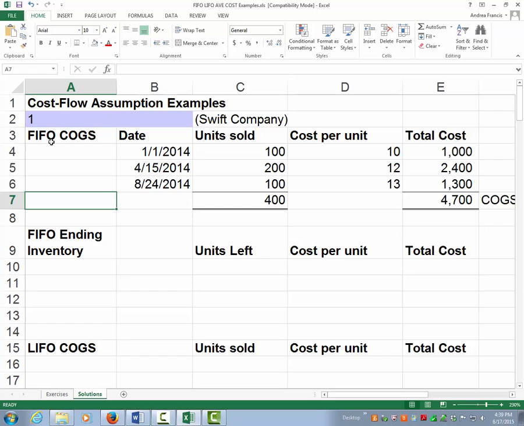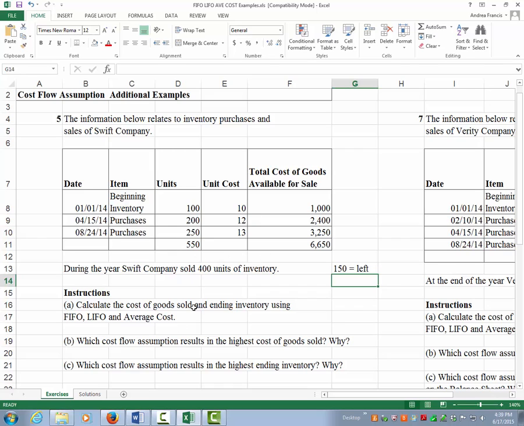So again, under first in, first out, cost of goods sold, we look for the earliest units and assume that they were sold first, and we only count up to the number of units that were sold based on what the question tells us. Going back to the question, we now have to calculate ending inventory for FIFO. We kind of know how that works because we took 100 units from August 24th, which must mean that there's still 150 left from that same date.